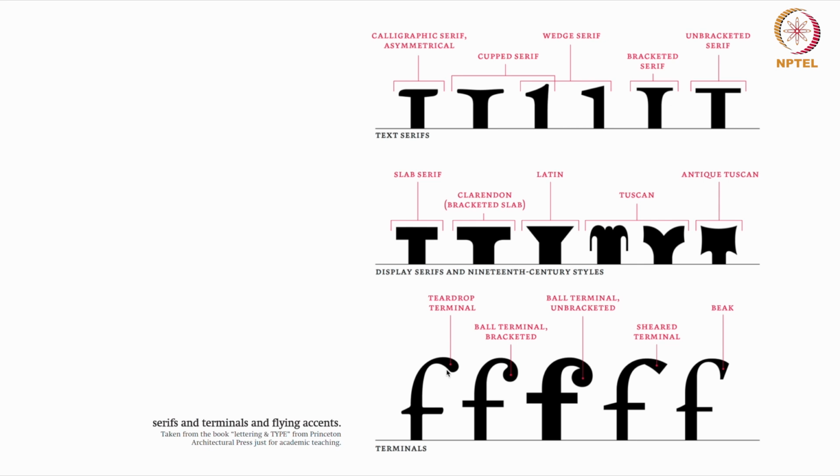Also, depending on terminals, a letter takes different kinds of features. For example, ball terminals, whether it is bracketed, where you find a curve, or it's very edgy and angular, right? So it is called unbracketed. So you can see this kind of different beak. A lot of the literal word meaning has been taken from day-to-day life, and this is how the terminals also differentiate one letter from another letter.